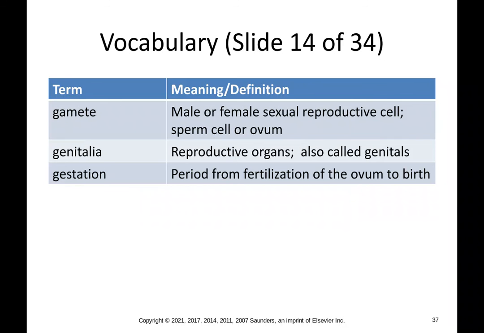Gamete. That's either a male or female sexual reproductive cell. So for men, that would be the sperm, and women, it's the ovum. Genitalia. That is the reproductive organs, also called genitals. Gestation is the period that occurs from fertilization of the ovum to the birth of the infant.